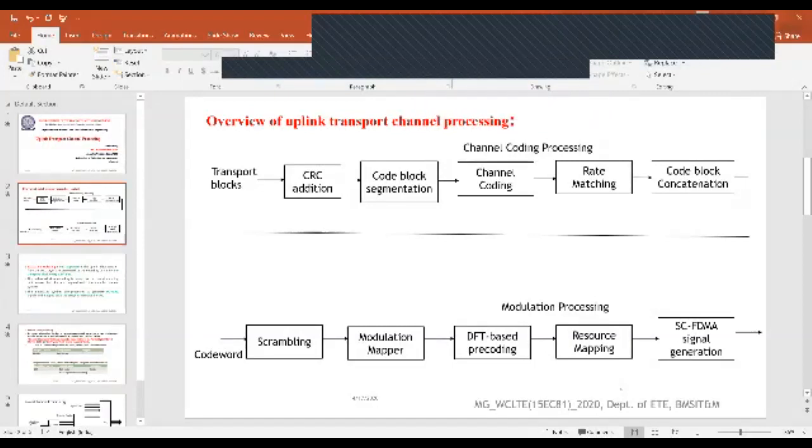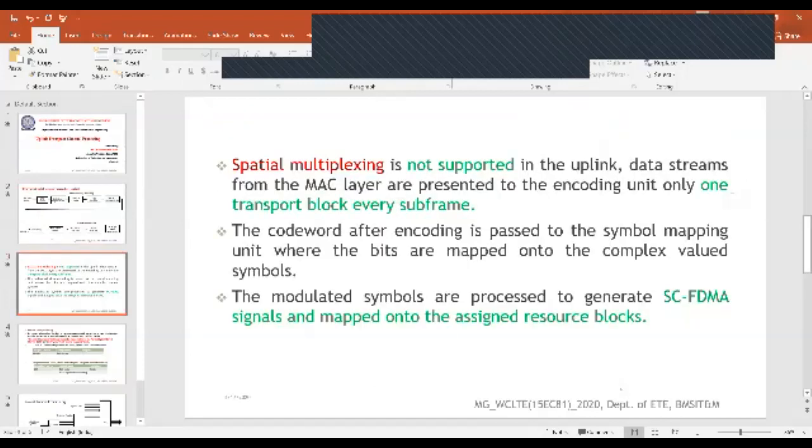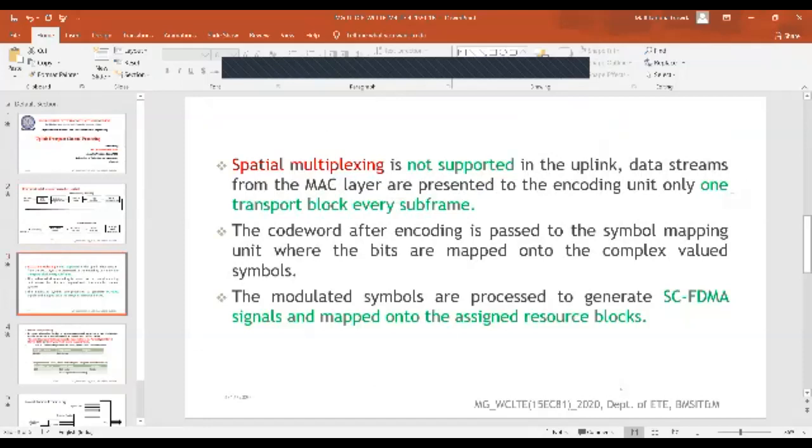Just to say that, as I said, spatial multiplexing is not supported in the uplink. So because of that, the data streams from the MAC layer are presented to the encoding unit only one transport block every subframe. This is one thing. Then the rest of the things are the same. Right? Then that transport block undergoes the channel coding processing. That is, CRC bits will be added, then segmentation is done, then channel coding is done, then rate matching, then concatenation will be done. Then I get a code word.